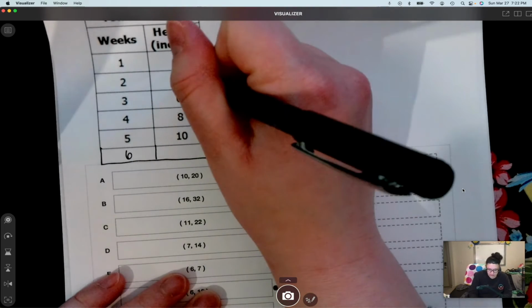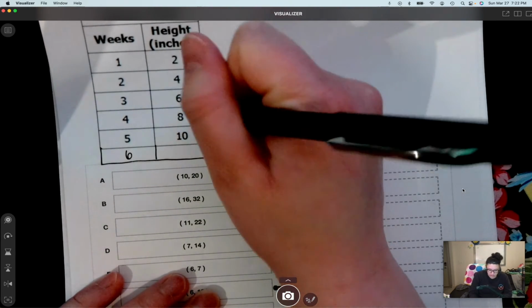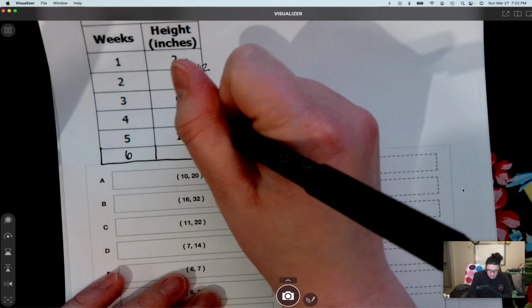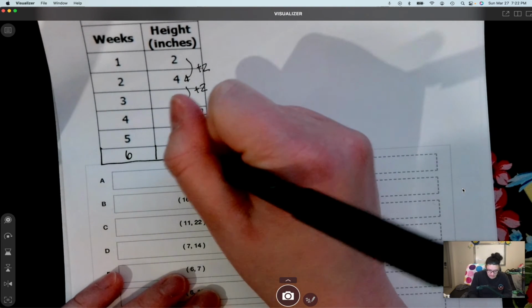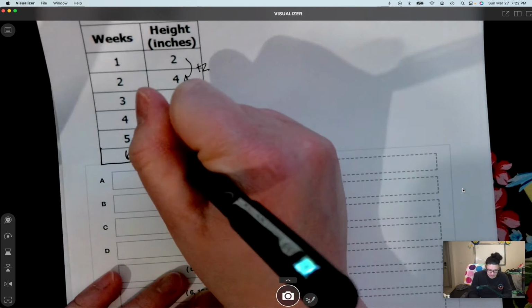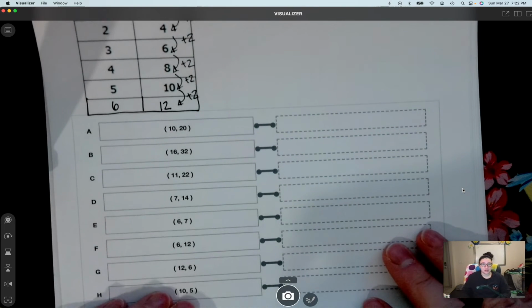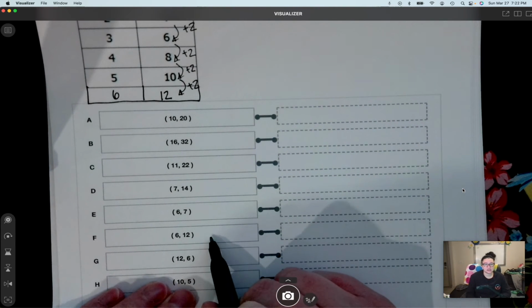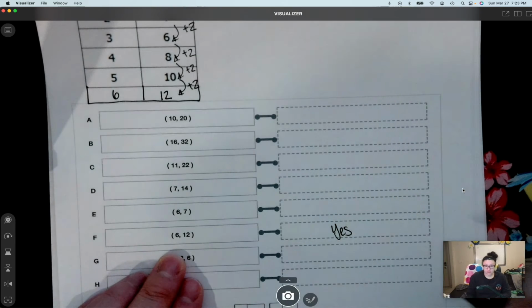I see every week it's growing 2 inches. So if I took that 10 and I added 2 more inches to it, I would expect the numbers 6 and 12 to be on there. And what do you know? Here we see 6 and 12. So yes, this would be on the graph.